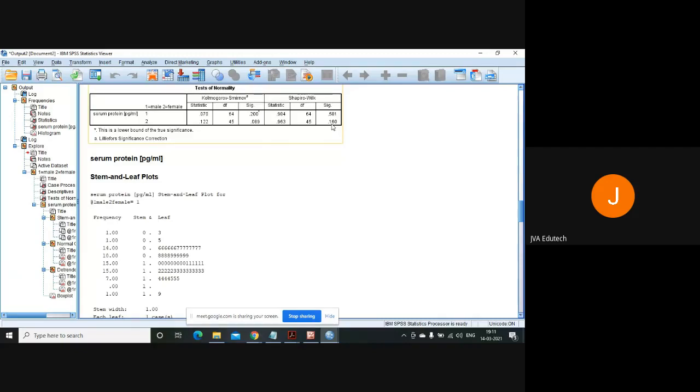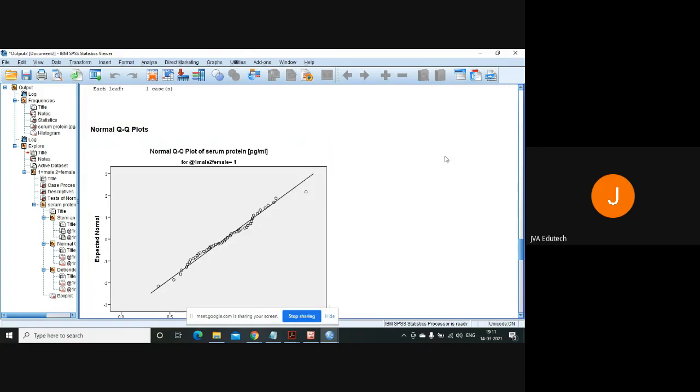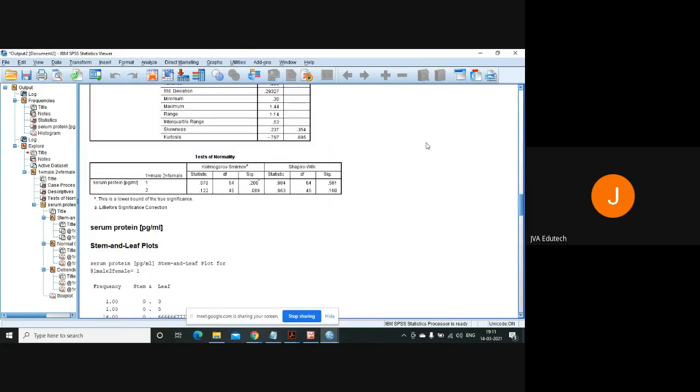So like this, you have to check the normal distribution through the Shapiro-Wilk method, also through the Kolmogorov-Smirnov method, or through the QQ plot method, or through the histogram method. So the first assumption is fulfilled.